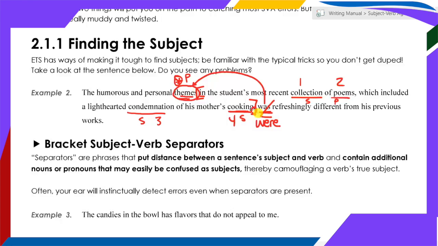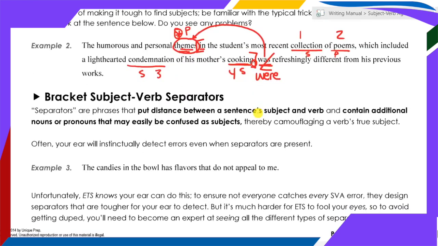So this is known as separation, separators. This is what ETS will do. They will put these separating phrases in the sentence. They put distance between the subject and the verb. They have additional nouns and pronouns that are going to distract you from what the verb should be. So what we need to do is get really good at bracketing. Well, first we need to get good at spotting separators, and then we need to get good at bracketing them, and then we need to get good at ignoring them.